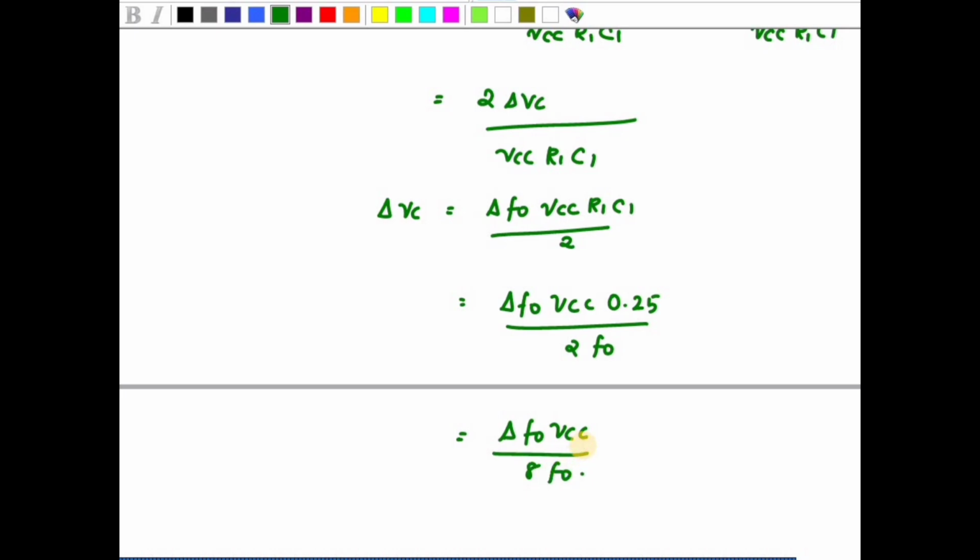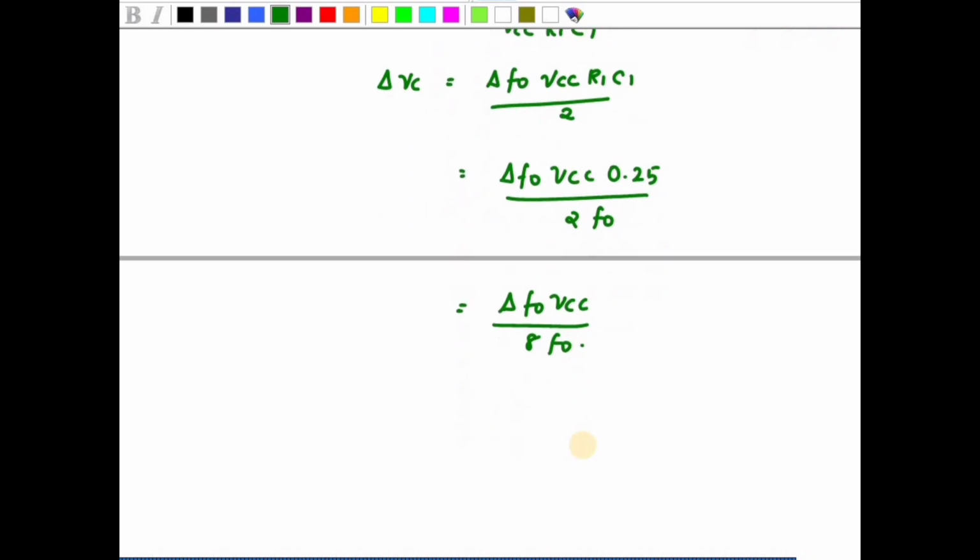Okay, so from this I can write what is kV. kV is equal to del F naught divided by del VC. That is equal to 8 F naught divided by VCC.